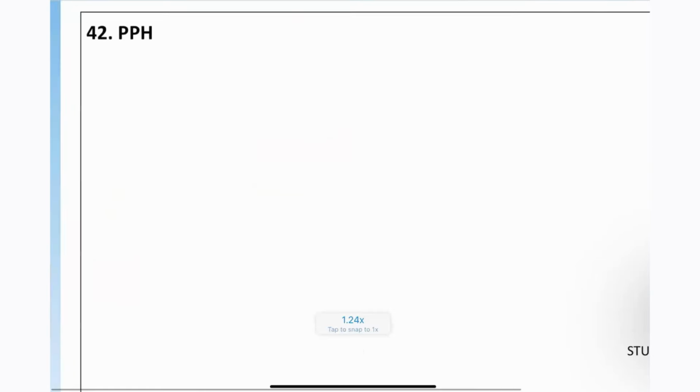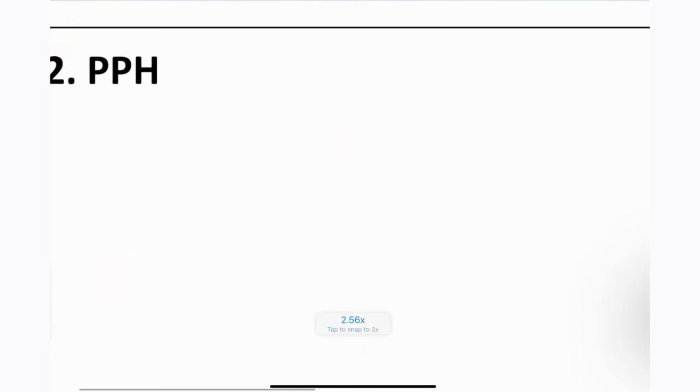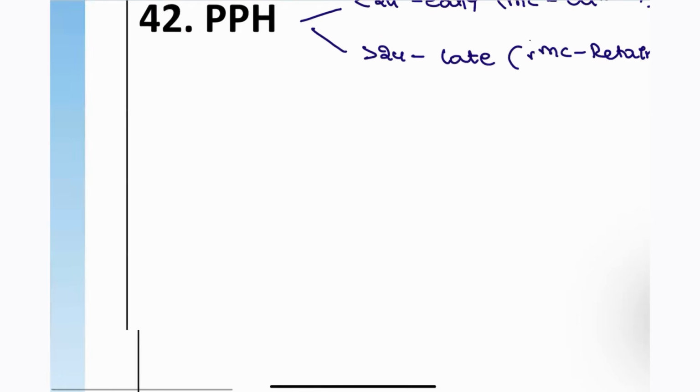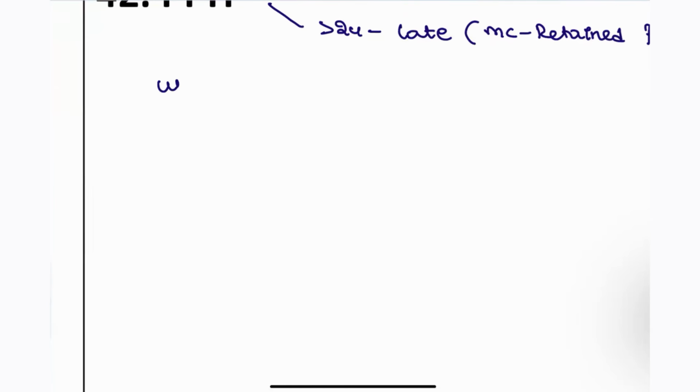Next, PPH. So in PPH, you have to understand two different types. Okay, first, PPH within 24 hours is known as early, and the most common cause in the early type is uterine atony. And if it is more than 24 hours, this is known as late PPH, and the most common cause for this is the retained placenta. Okay, first we are going to go for the uterine atony.